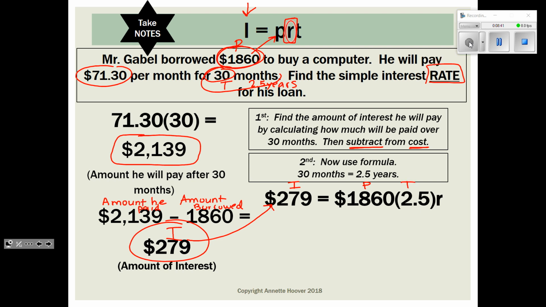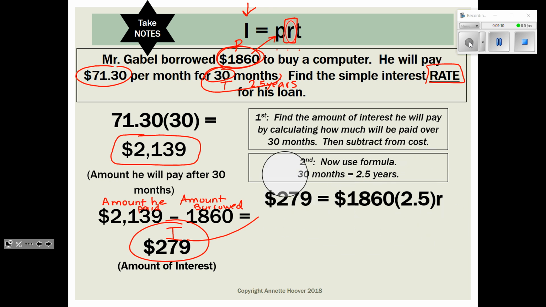Now I know you're saying PRT and I put PTR. But remember the commutative property of multiplication, you're multiplying these three together. It doesn't matter what order they're in. We usually put the variable at the end of the equation, so I just flipped the time and the rate. I could have written principal times R times 2.5 this way, but that's not the way we do it in math. We always put the variable at the end because we can rearrange those.